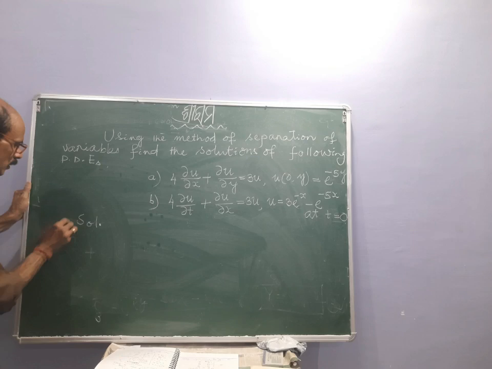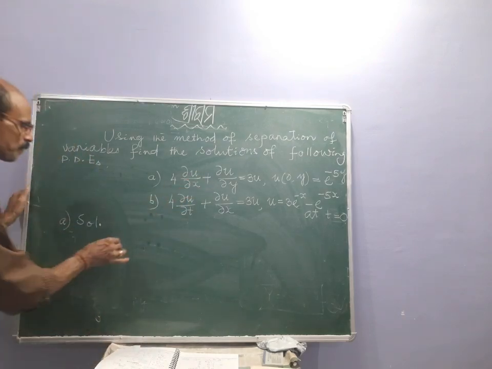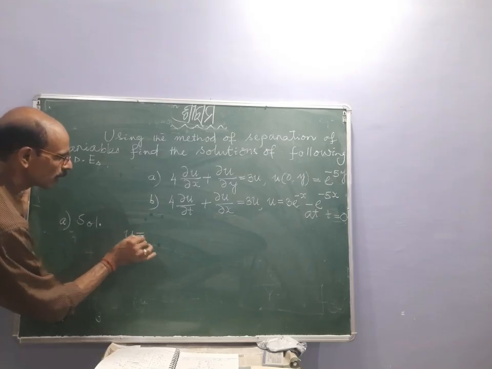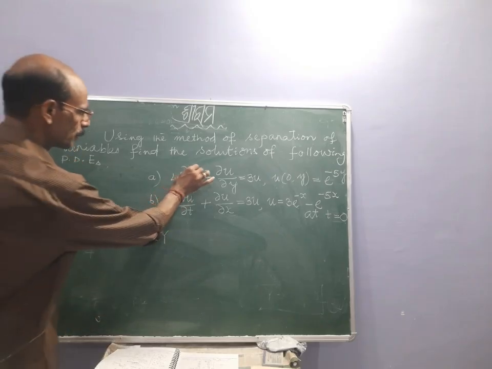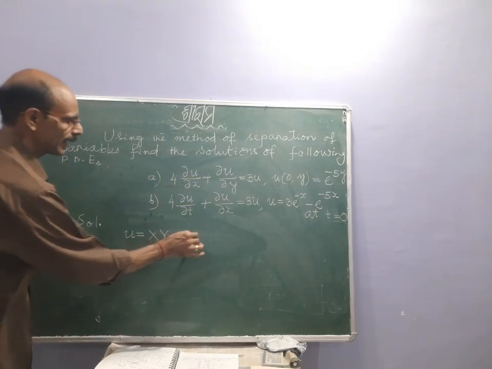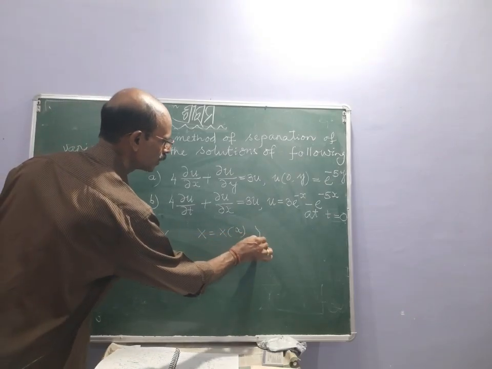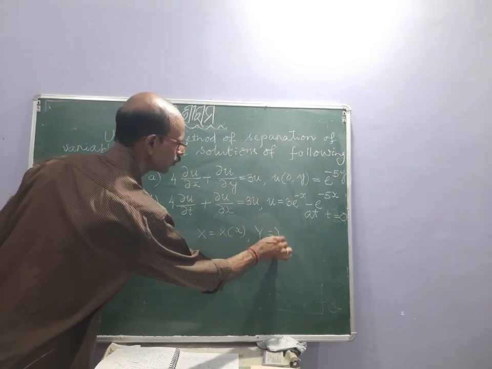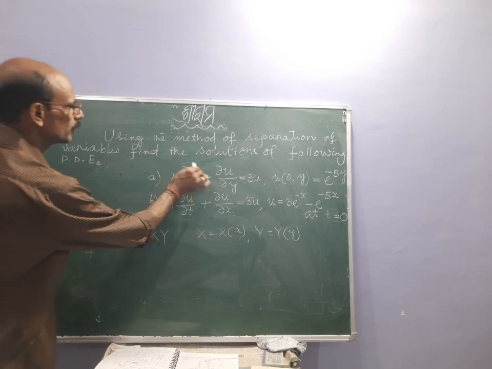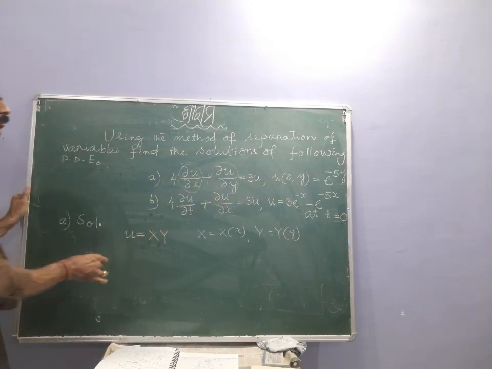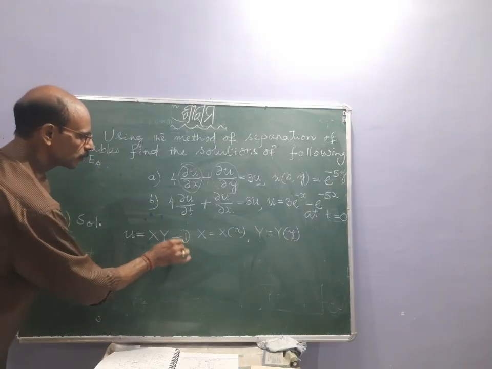Solution of A. As usual, we will take u as the product of two functions, X and Y, where X is a function of x only and Y is a function of y only. Now we will find del u by del x, del u by del y, and u is already there. Let it be equation 1.